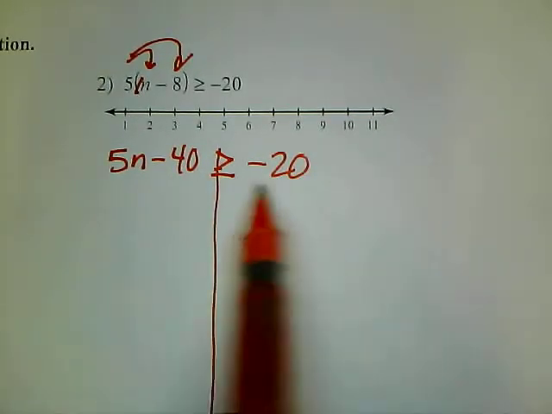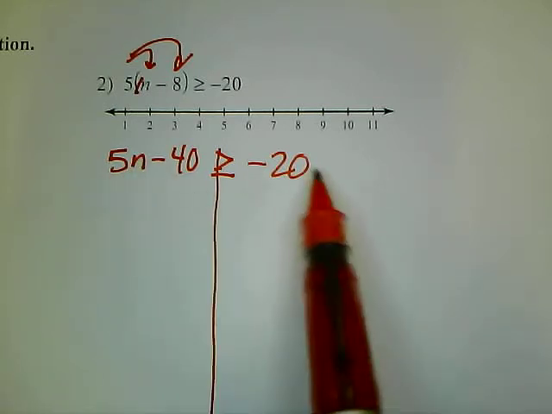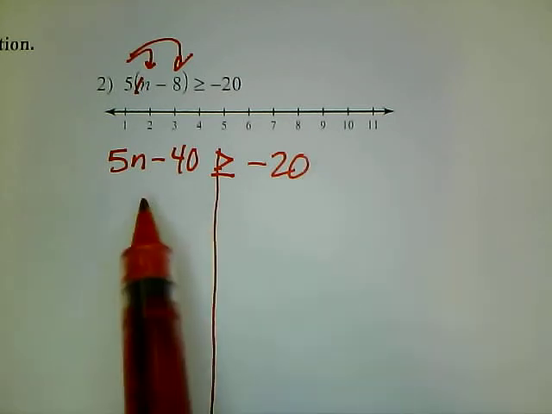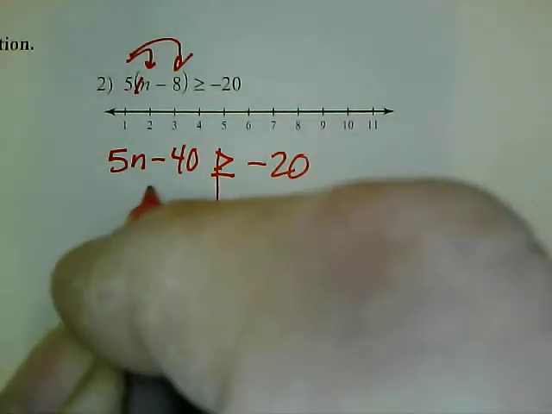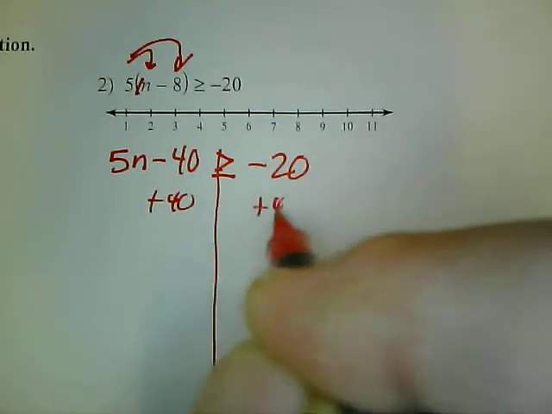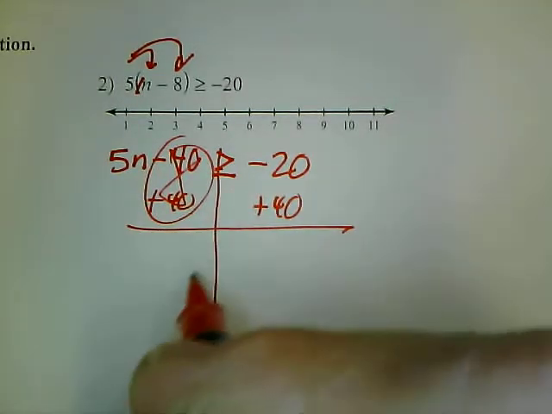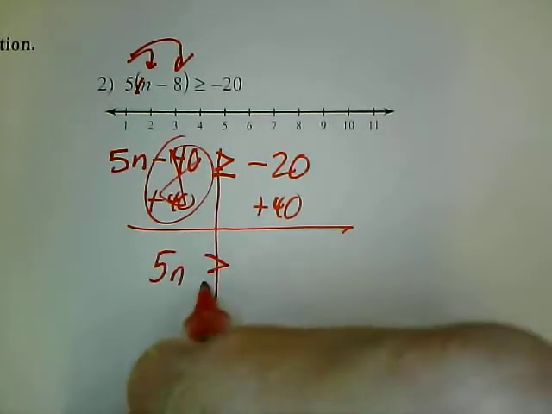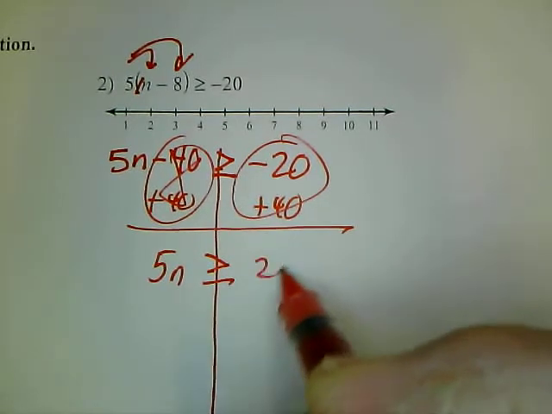No combined like terms. We can't combine over here. We cannot combine over here. No extra variable over here. We skipped that step too. We skipped those 2 steps. What's added or subtracted? The 5 is attached to the n, so it's that minus 40. So we're going to add 40. Opposite operation is gone. We're left with 5n is greater than or equal to. Negative 20 plus 40 is 20.